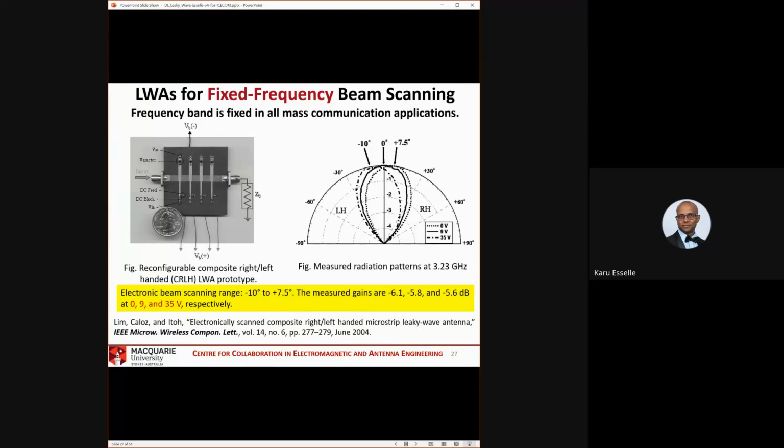It's not complete beam scanning, it's just switching between three beams. But if you apply other bias values, I believe you can continuously steer the beam between these limits, minus 10 degree and plus 7.5 degree.